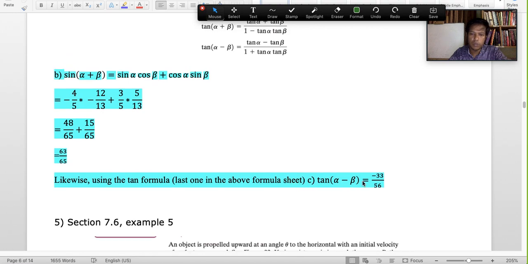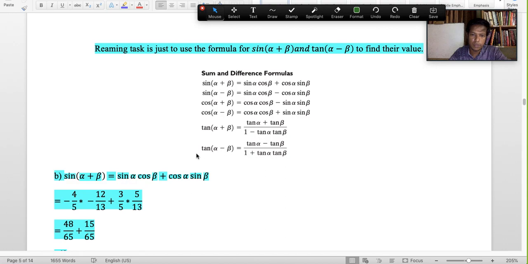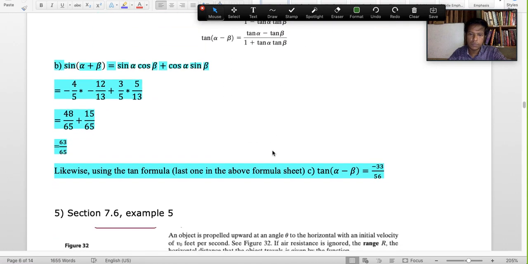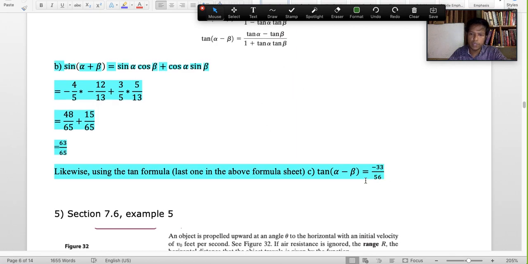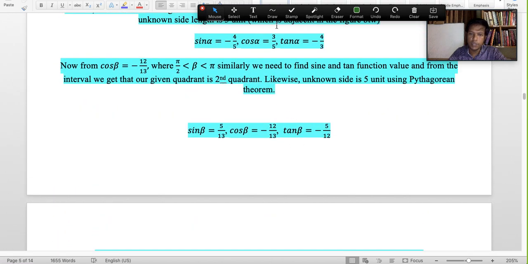For part C also, we can just use the tan alpha minus beta formula. Tan alpha minus beta is here. This is the formula. This formula we can use to find this minus 33 divided by 56, and the value is C. Tan alpha, tan beta, this actually we have already found. Tan beta is this, tan alpha is this. So we'll have to use these values there.